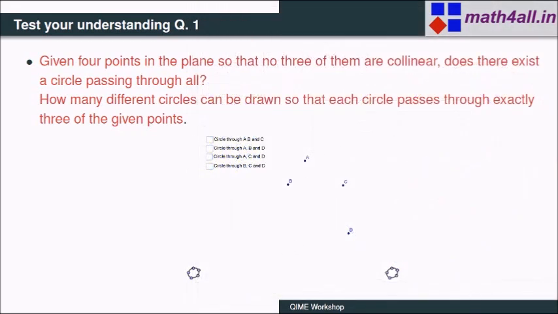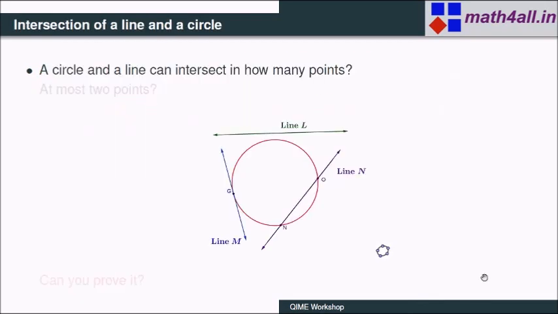Now here is the next set of analysis we want to do geometrically. If you are given a circle and you are given a line, at how many points can a line intersect a circle? One possibility, of course, is that it lies outside.